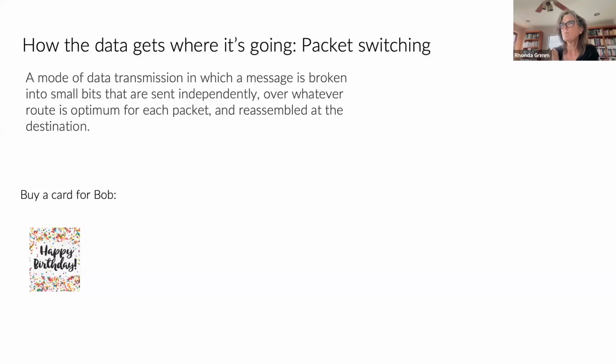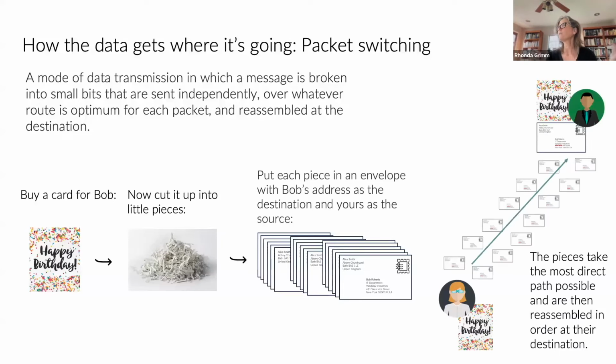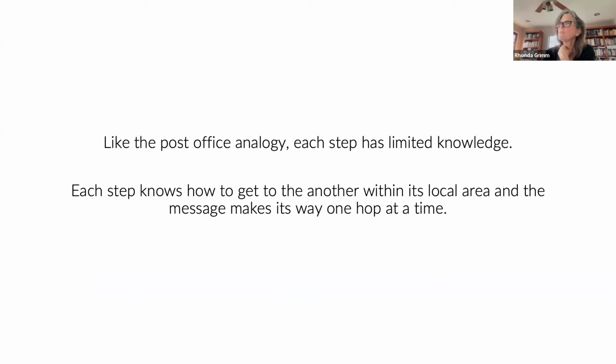So again, buy a birthday card for Bob, cut it up into little bitty pieces. You put each piece in an envelope with Bob's address as the destination, yours as the source. All those little pieces take the most direct path possible, and they're reassembled in order at their destination. And then Bob gets his birthday card or email or whatever it is you're sending. So each step, again, has limited knowledge, but each step knows how to get to its next destination, making it one hop at a time.